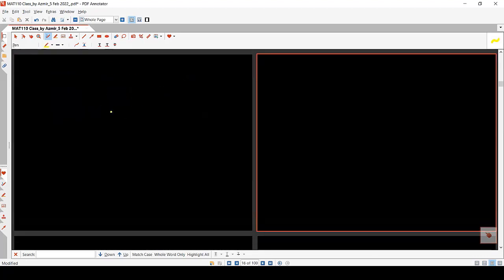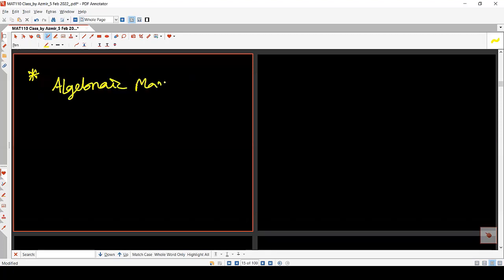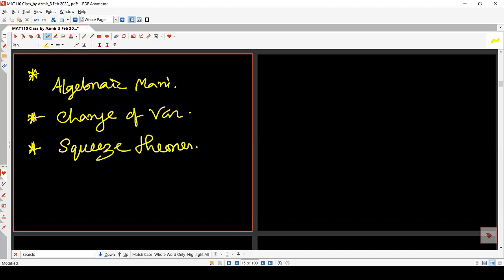Now let's come to the main part of this session. We know that in week 1, we have some techniques to compute limits: the algebraic manipulation technique, another one is change of variable, we have also the squeeze theorem, and we have a special rule that is known as L'Hopital's rule.